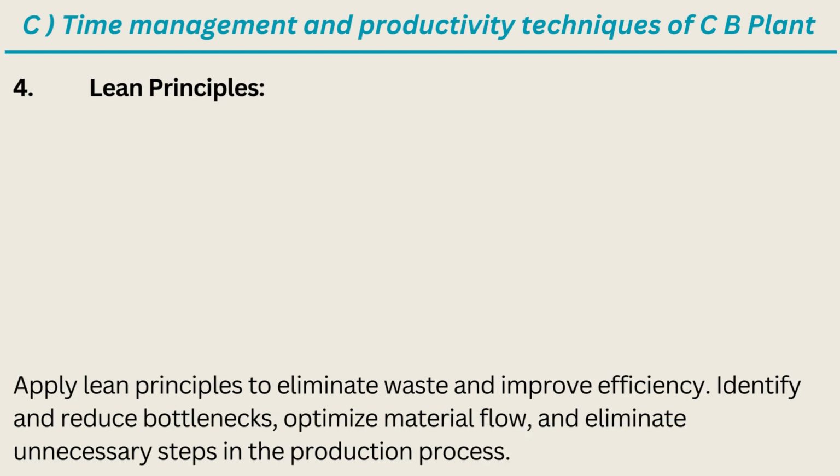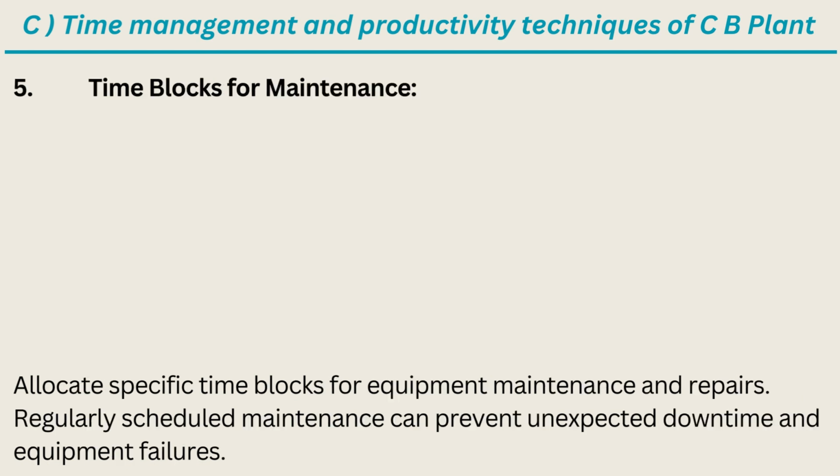4. Lean principles. Apply lean principles to eliminate waste and improve efficiency. Identify and reduce bottlenecks, optimize material flow, and eliminate unnecessary steps in the production process. 5. Time blocks for maintenance. Allocate specific time blocks for equipment maintenance and repairs. Regularly scheduled maintenance can prevent unexpected downtime and equipment failures.